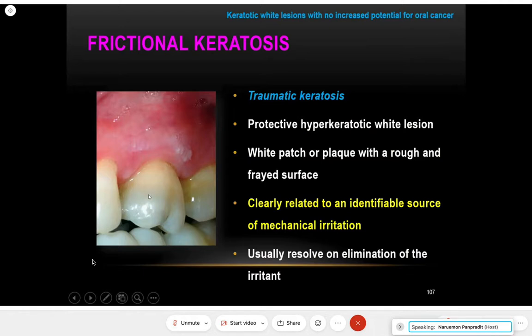If you cannot find any possible cause, then you should think about leukoplakia, because its clinical character looks like leukoplakia, a white plaque. Another name is traumatic keratosis. It's a white patch or white plaque with a sharp margin and a smooth or rough surface. And you have to identify the source of the chronic irritation.